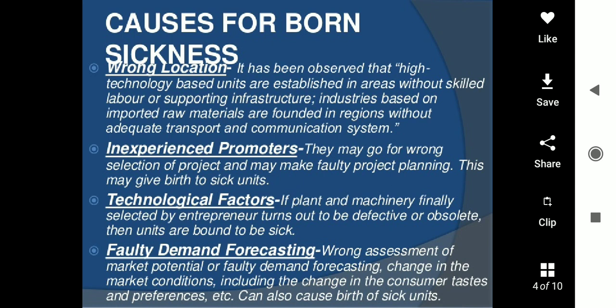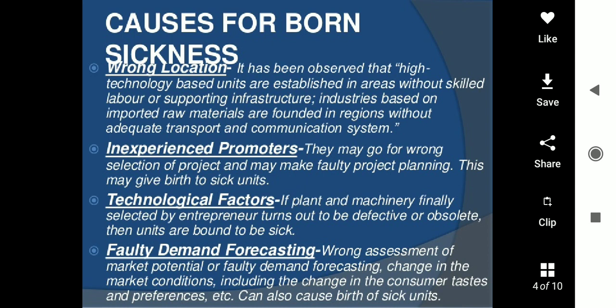Second reason is inexperienced promoters. Who is a promoter? A promoter is a person who is responsible for the promotion of the company. You know the main role of a promoter, prior to issuing the prospectus. As all of you are reading company law as well as corporate accounting, you are well aware about promoters. What are the various tasks of promoters? A promoter is the one who promotes the company.